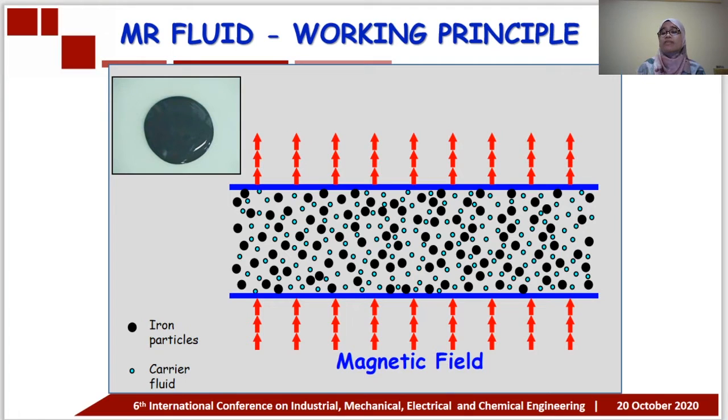But in the presence of a magnetic field induced into this MR fluid, the magnetic particles of iron, which we know respond to the applied magnetic field, would align according to the magnetic flux lines passing through this MR fluid.